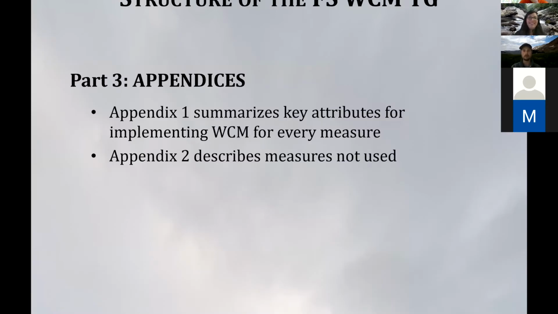And then, as if the tech guide needed some more content, there are also some really good appendices, a couple of these summarizing key attributes and also describing measures that weren't used. This can be really great when you're considering a locally developed measure. I'd always suggest checking here first to make sure it's not something that the Forest Service team had already thought about and specifically chose not to include in their Forest Service specific measures.